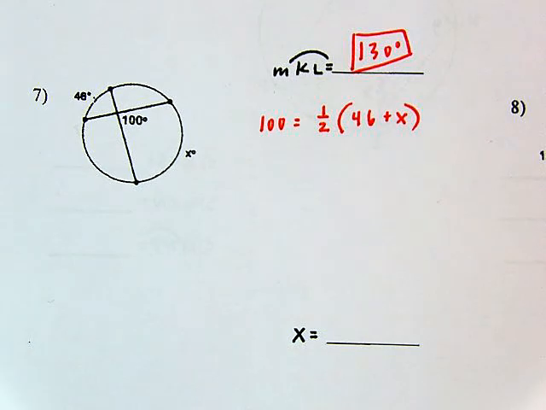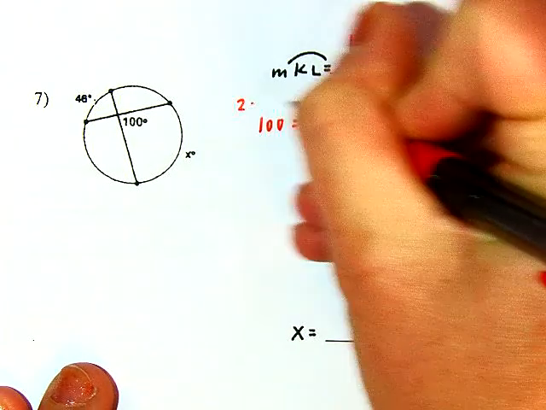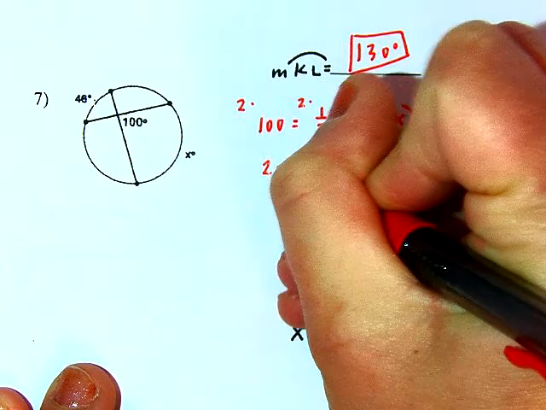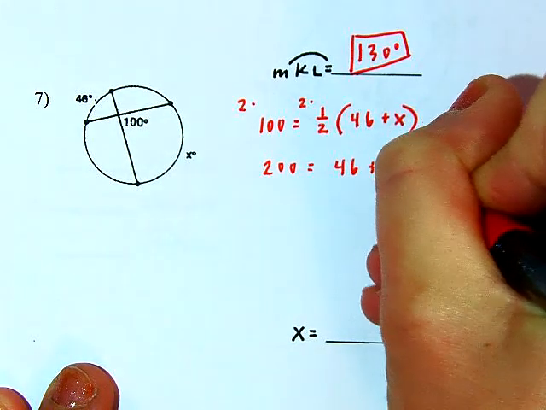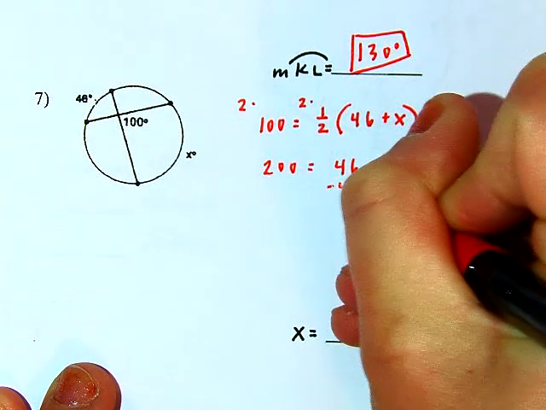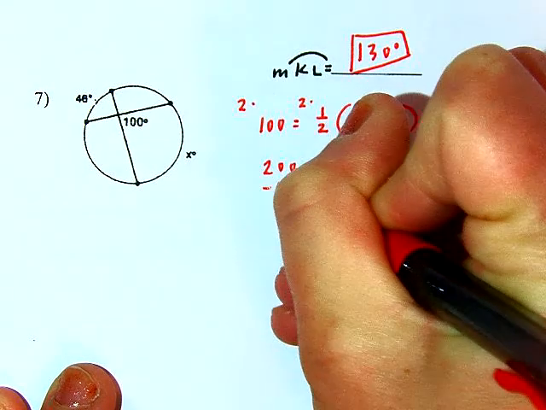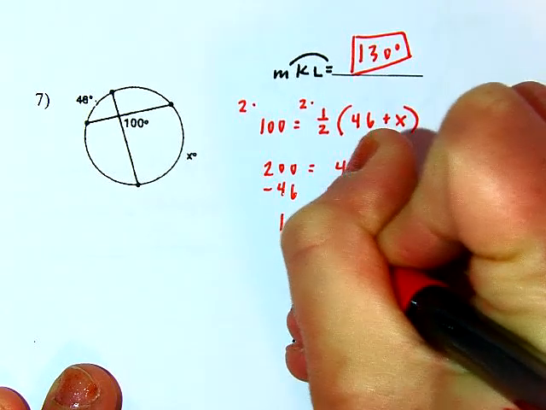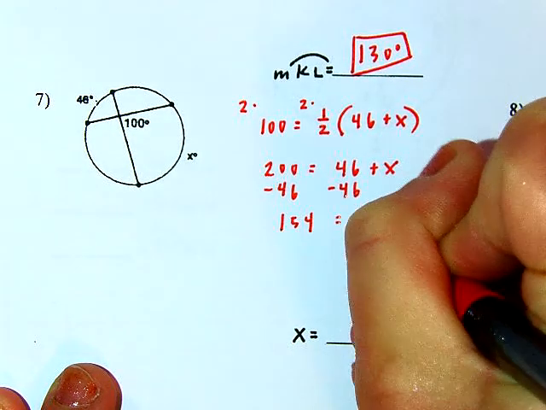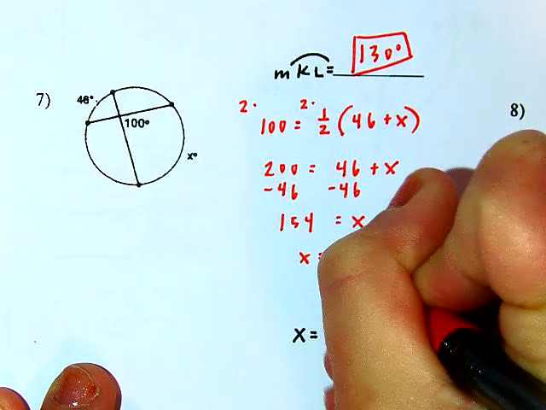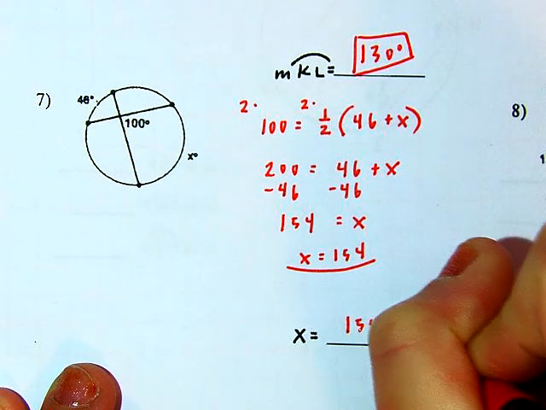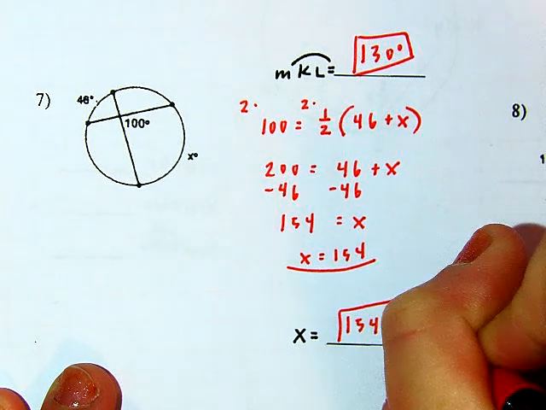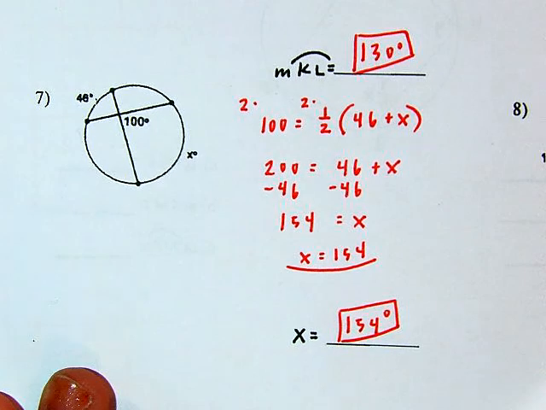So I've built my equation. I want to get to x. So I can multiply each side by 2. So 200 equals 46 plus x. Take away the 46 from both sides, and I get 154 equals x. And I usually just flip that around. So x would be 154. That arc would have a measure of 154 degrees.